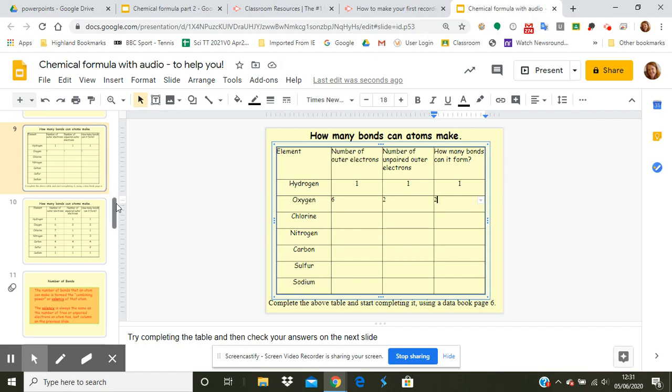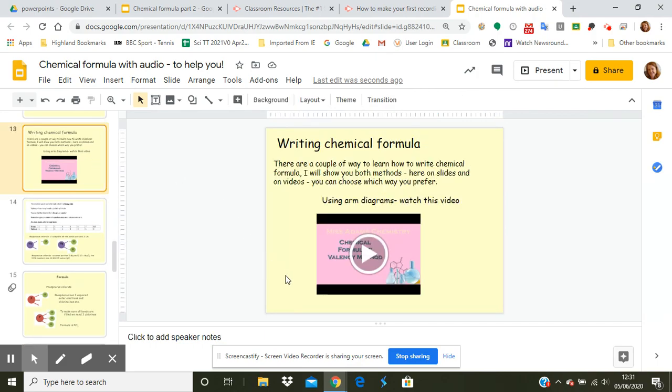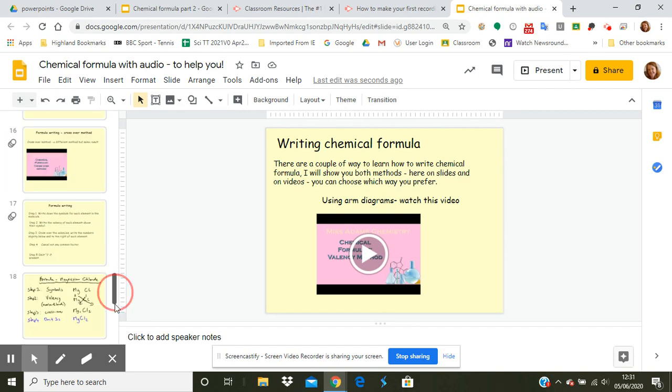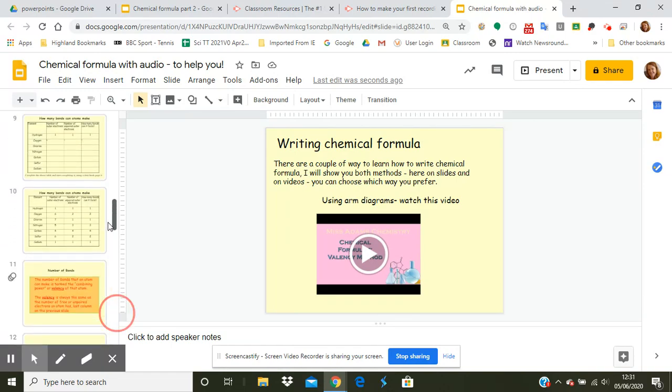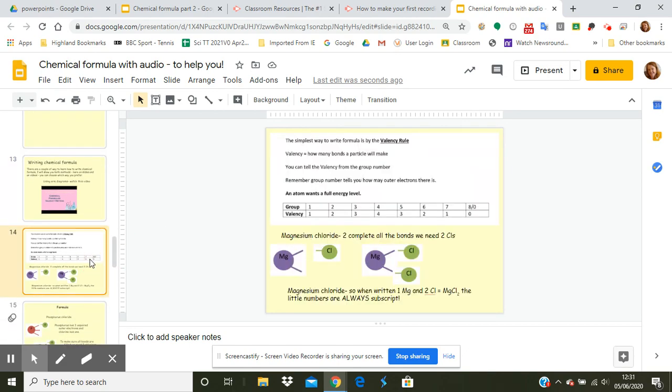Okay. Now, when we go down to writing formula here, I've given you 2 methods to write formula. There's either this arm bonding method, or there is the crossover method. I'm going to show you both ways, just to give you a wee help. I don't mind which way you prefer. You can do either. This one is a video here, so it's going to show you how to do this method. So, for example, you've got your valencies.